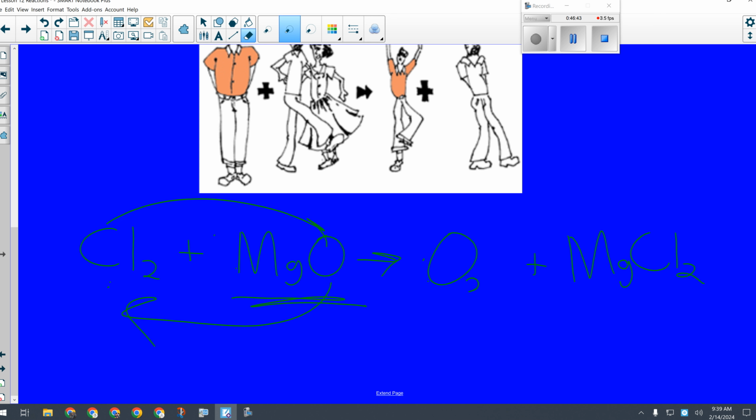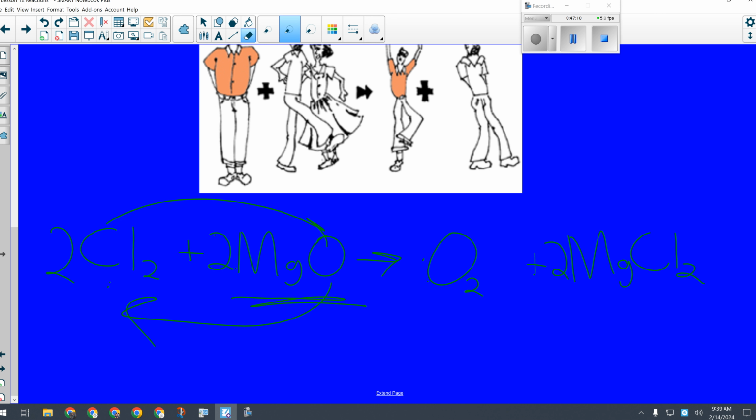This means I need 2 of these, 2 of these, and 2 of these. Balance is different. So it could be a metal by itself or a non-metal by itself, but the process is still the same. They replace the part of the compound that they're like. Everybody okay with that?